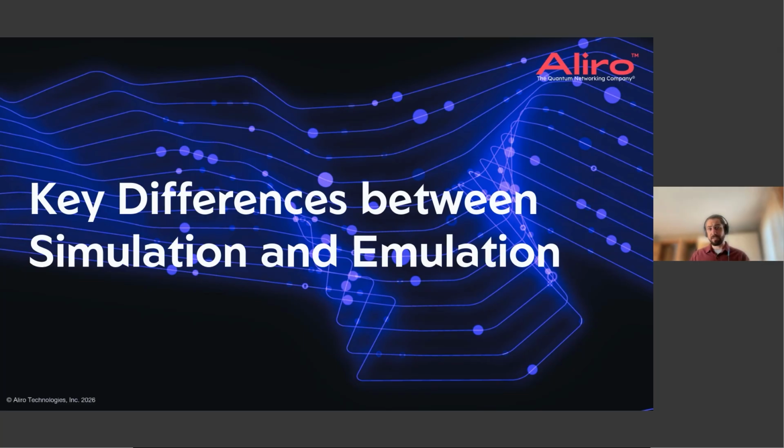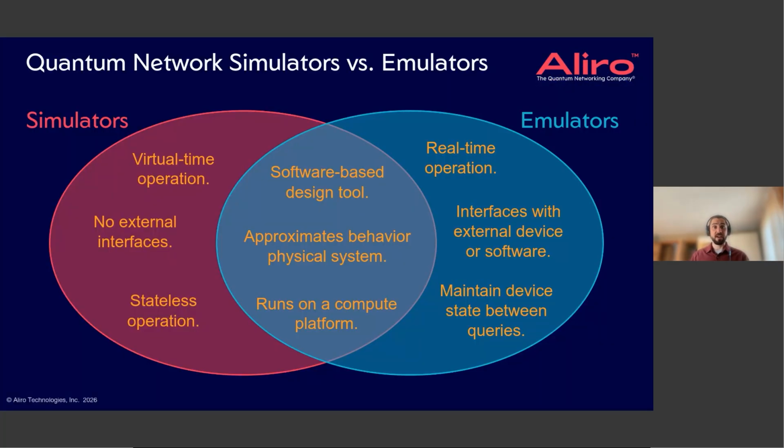Simulators and emulators have a lot of similarities, but they have some key differences that are really important to point out. So to draw a high-level Venn diagram between simulators and emulators, we can look at the center first, and we can see that these are both software-based design tools. They both approximate the behavior of a physical system, and they both run on a compute platform.